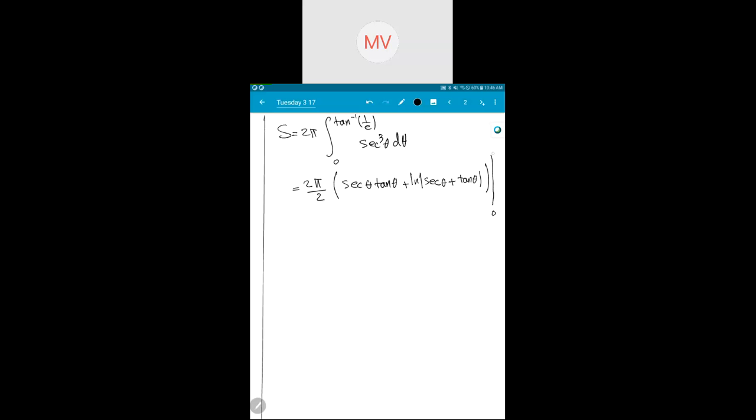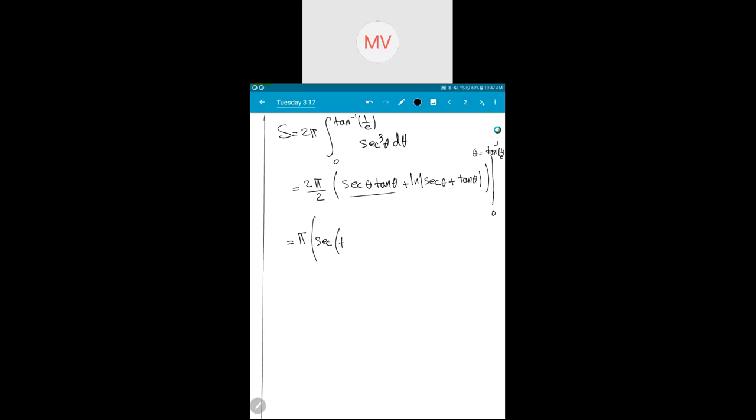So here we have 0 to tan inverse of 1 over e. Okay. So it's going to be pi. Think about it. What if we plug 0? If you plug 0, that term is 0. And here we're going to get natural log of 1, which is 0. So we're not worried about 0. Let's worry about when theta is tan inverse of 1 over e.